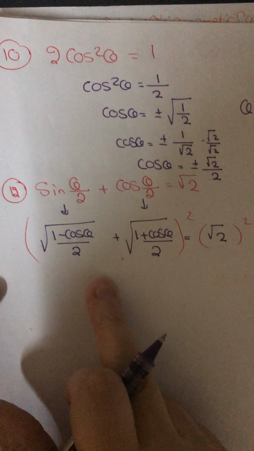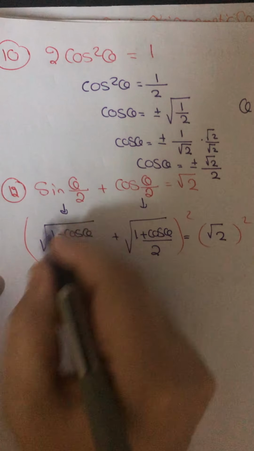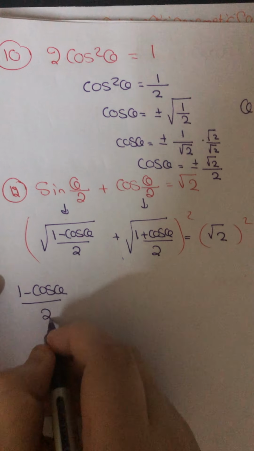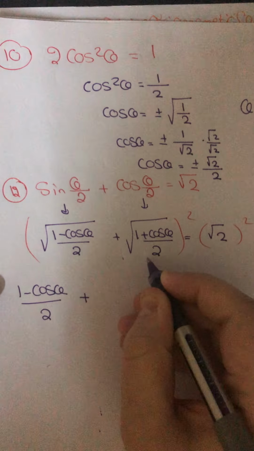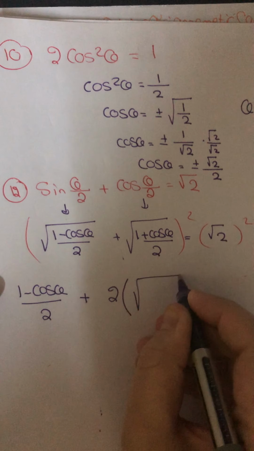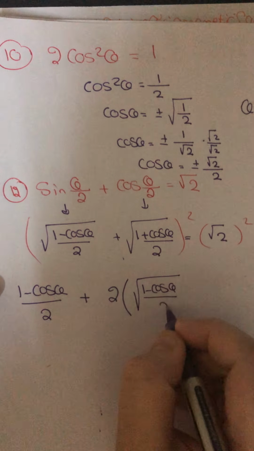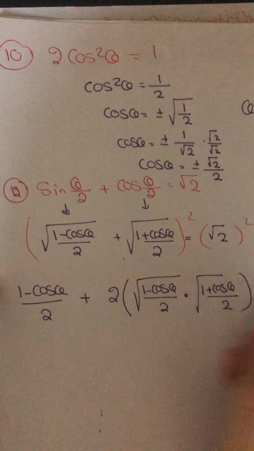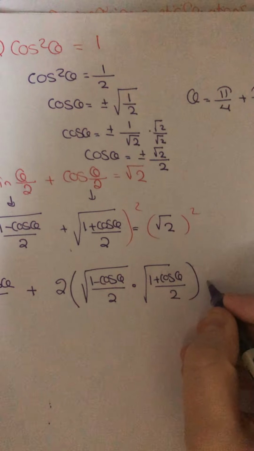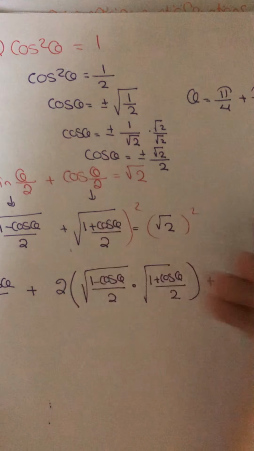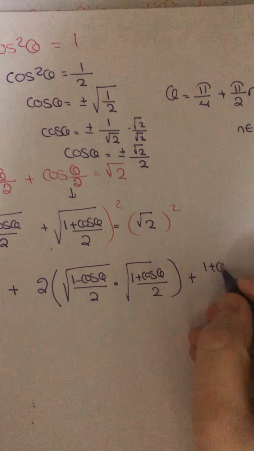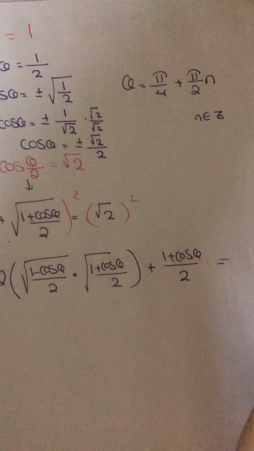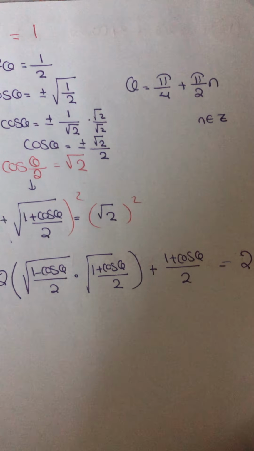So over here, if I square the first term, just the root will go. It will be 1 minus cosine theta over 2. Plus 2 times this, meaning 2 times the square root of 1 minus cosine theta over 2 times the square root of 1 plus cosine theta over 2. Okay? Plus this one squared, I would just remove the root: 1 plus cosine theta over 2. And here I would just remove the root, equals 2.